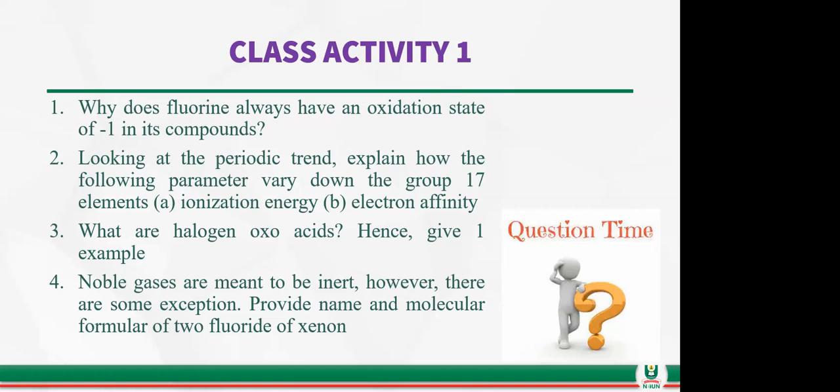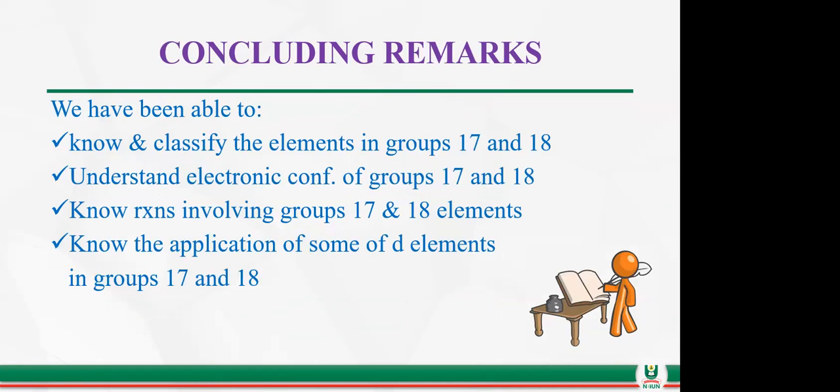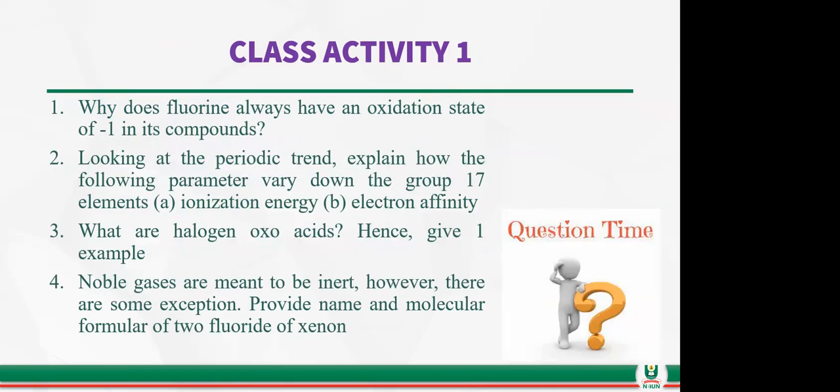Noble gas, question number 4. Noble gases are meant to be inert. However, there are some exceptions. Provide the name and molecular formula of 2 fluorides of xenon that are available or that occur in nature. So that one should not be difficult. We just ended talking about that a moment ago.